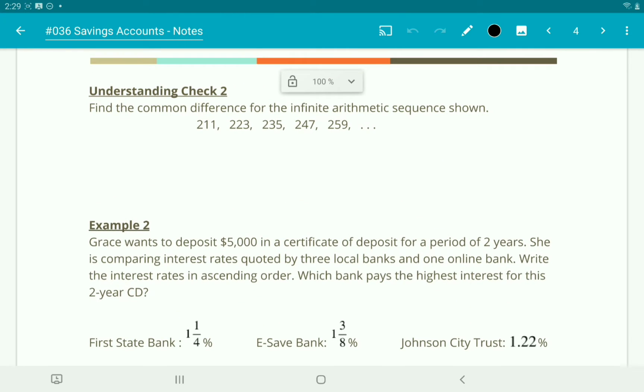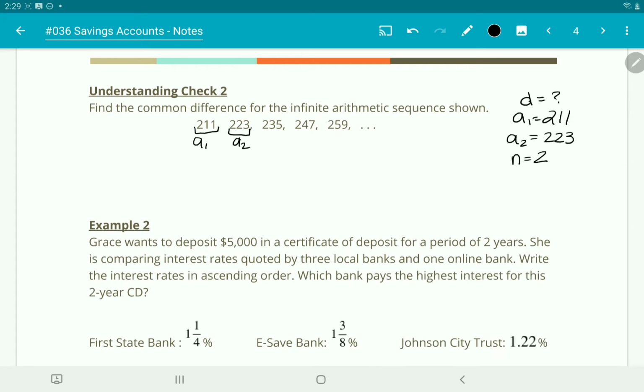So another understanding check. This one tells us we're trying to find the difference. We know that a sub 1 is going to be the first one, so a sub 1 is 211. Then we can look at any of these other ones and use it. This one's going to be a sub 2, so a sub 2 is 223. And if we're using a sub 2, n has to be 2.